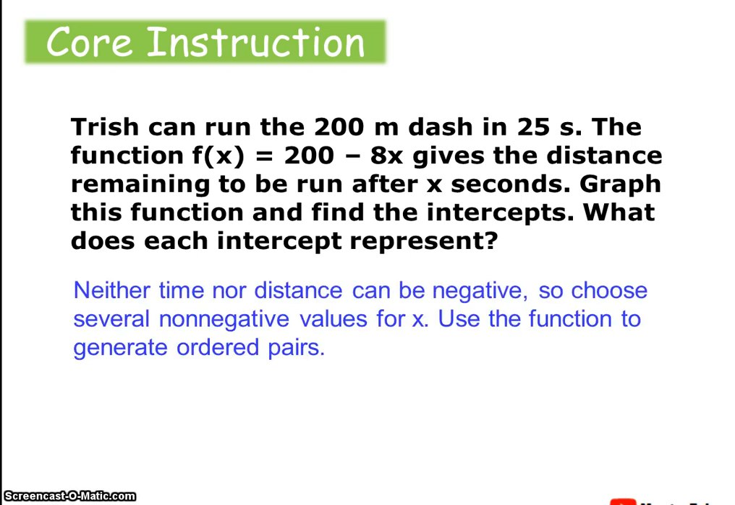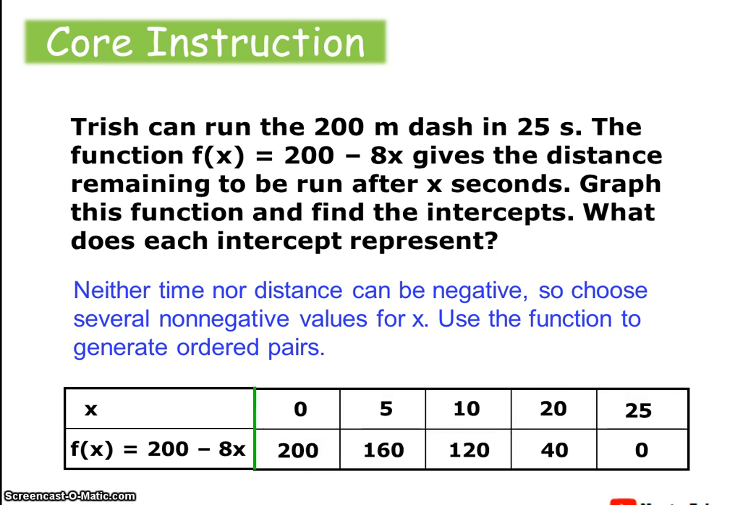Since neither time nor distance can be negative, we need to choose several non-negative values for x. And then we'll use the function to generate ordered pairs. So we need to consider the reasonable domain and range when we solve word problems. So I'm going to plug in values for x of 0, 5, 10, 20, and 25. And I notice that as the time is elapsing, f(x) is decreasing. Does that make sense? Well, if we're comparing time to the amount of distance left remaining, then yes, that would make sense.